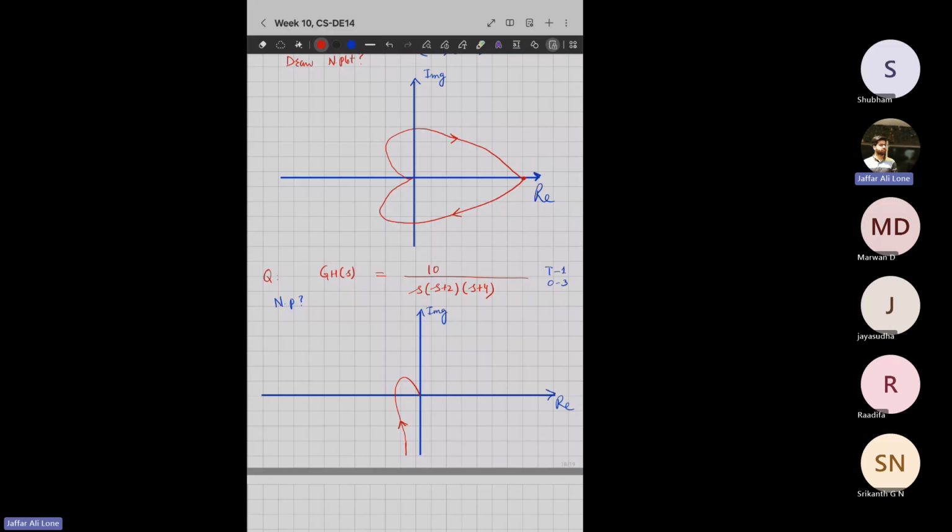Now we have to draw the inverse polar plot. Inverse is along the real axis, so inverse will be like this. Right? So this is my inverse polar plot.